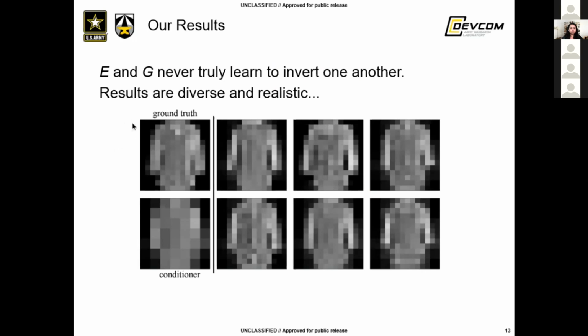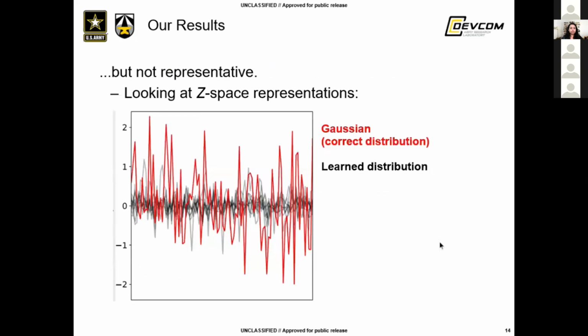This is an image from the Fashion MNIST dataset, which is a collection of clothes, shirts, shoes, pants, stuff like that. This is a low-res image of the shirt on the left that has been downsampled to a featureless blob. And then we feed this featureless blob into our model that's been trained on the entire data set along with latent space points, and we are able to generate realistic and diverse reconstructions, but they're not representative.